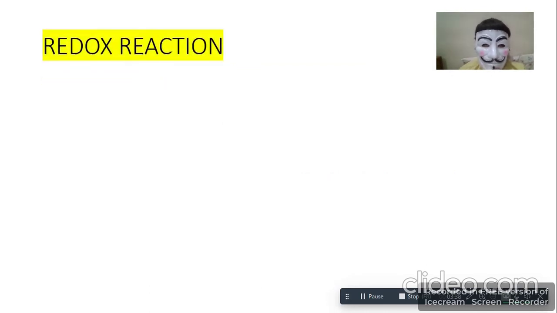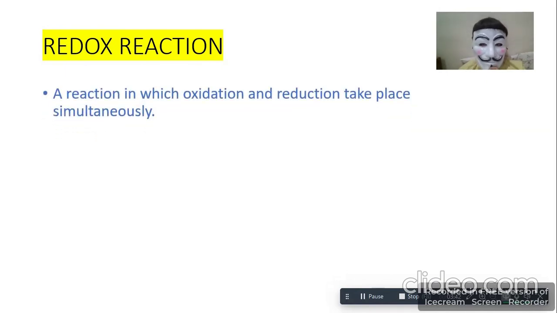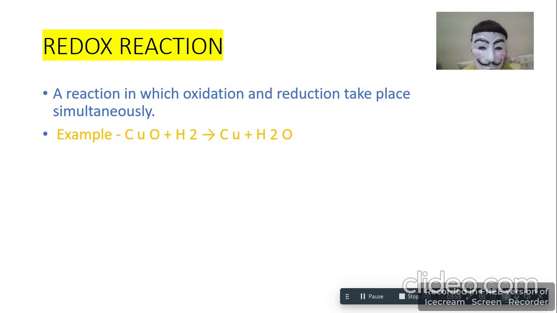Okay, now let's go to our fifth topic, redox reaction. This is quite important, so please put your mind in this nicely. A reaction in which oxidation and reduction take place simultaneously is known as a redox reaction. Oxidation and reduction, we will see the meaning now. First let's see an example: CuO plus H2 will give rise to Cu plus H2O, copper plus water.